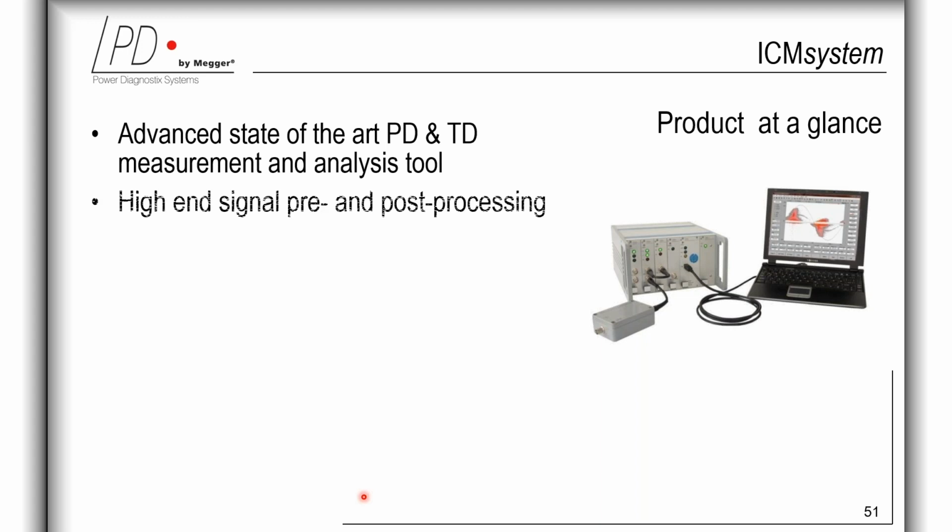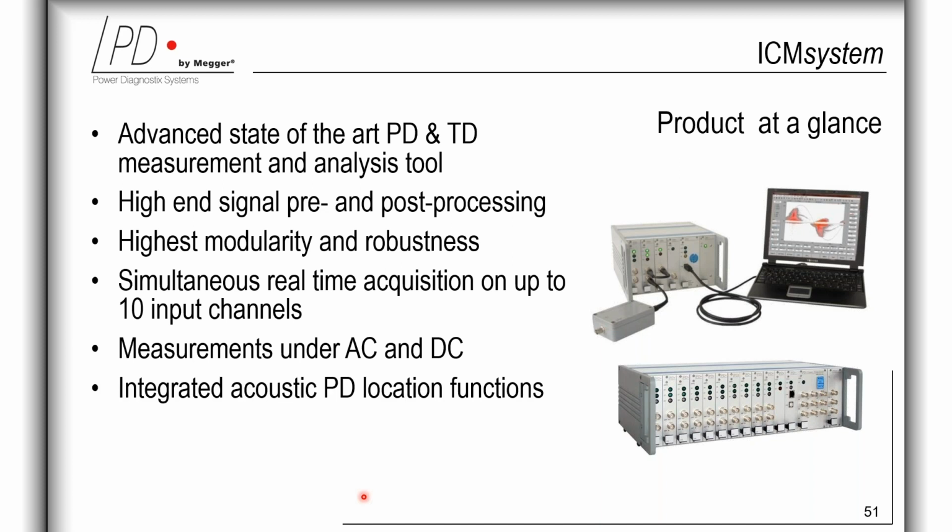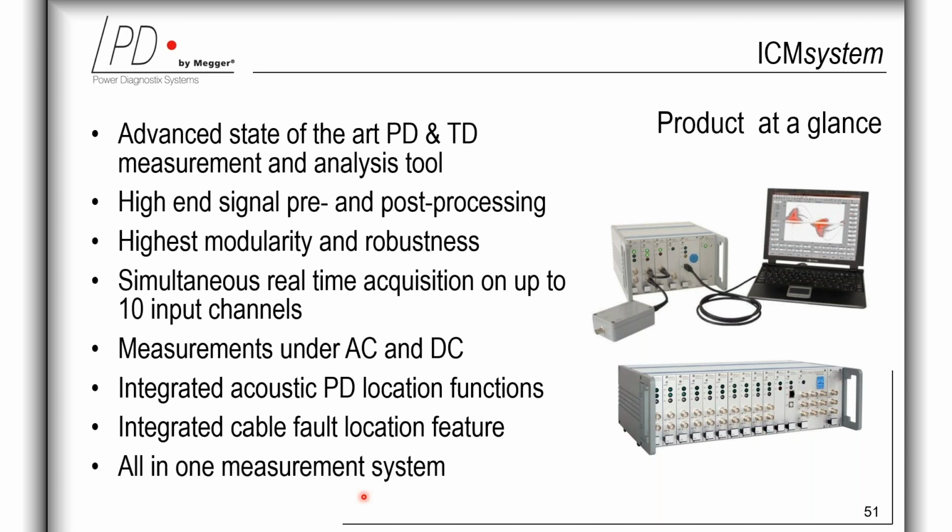And this slide is giving an overview of the advanced state-of-the-art partial discharge and tan delta measurement tool of Power Diagnostics. The ICM system has the highest modularity and robustness. It provides simultaneous real-time acquisition of up to 10 input channels. It is possible to perform both AC and DC measurements. It also comes with a smart trigger feature for acoustic PD fault location.